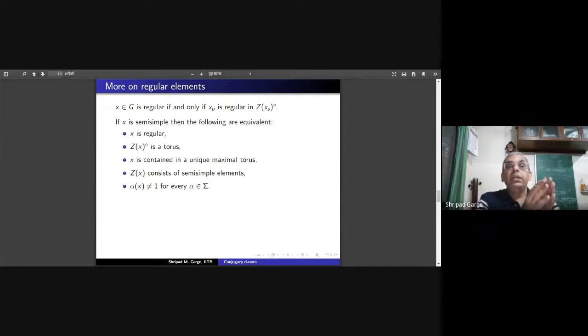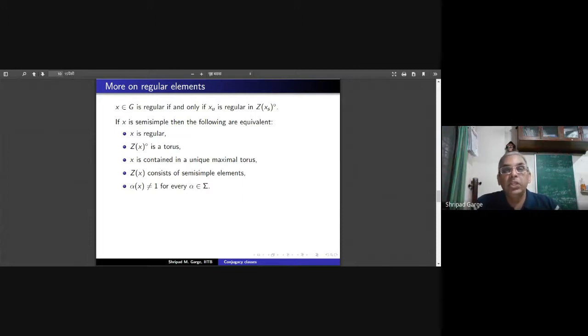Then your X is regular if and only if the corresponding unipotent part has, in some sense, the very standard Jordan normal form structure. If your Gxs naught happens to be some SLN, then Xu has to be that particular block matrix.